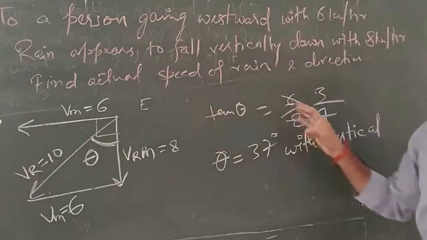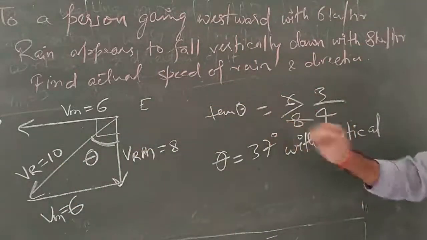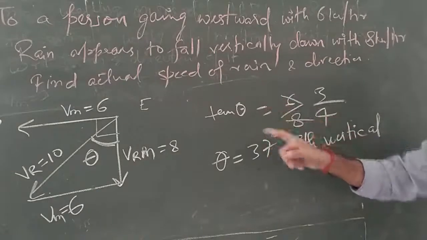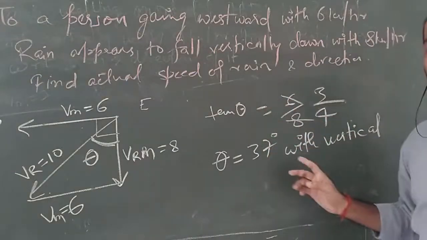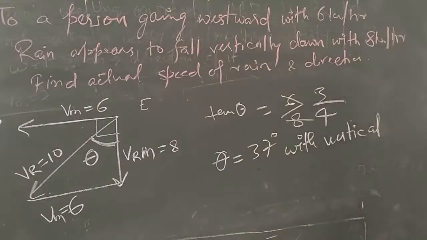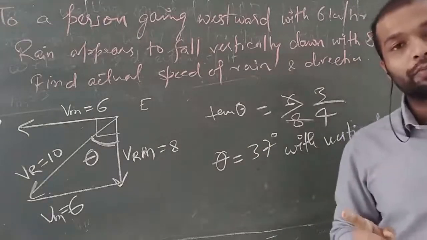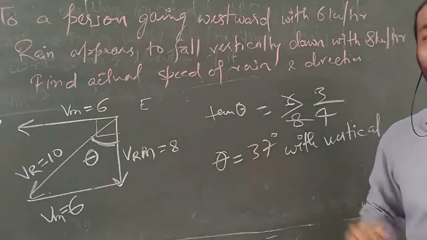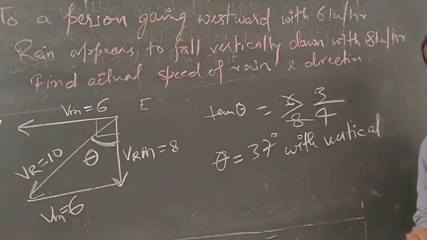So this way you can use the equation and use the diagram of the vectors to solve your question. I hope you have understood the application of relative motion. There is one more problem, the boat and river problem, that is the man and swimming problem, that we will also cover in the next one.